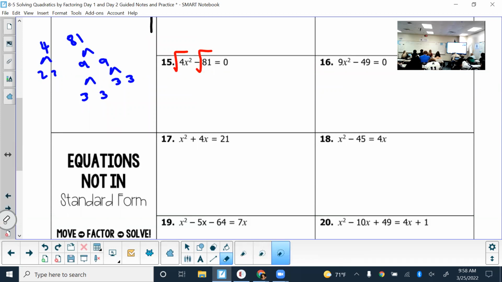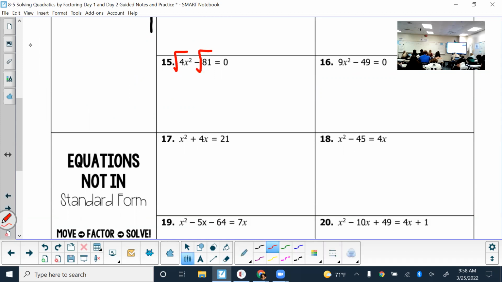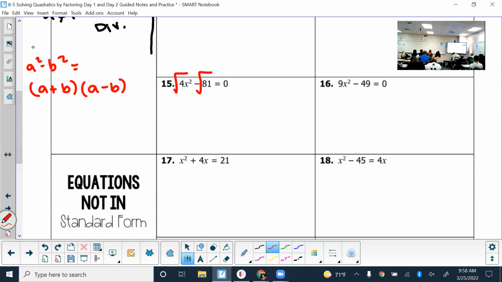Are there perfect squares on each side of the minus sign? So then we can factor it using the difference of squares rule, which I'll write over here in case you forgot. The difference of squares rule says that if I have a squared minus b squared, that's the same as doing a plus b. And what's the other parentheses? A minus b. That's your difference of squares rule. So then we'll apply that here because they are a difference of squares.